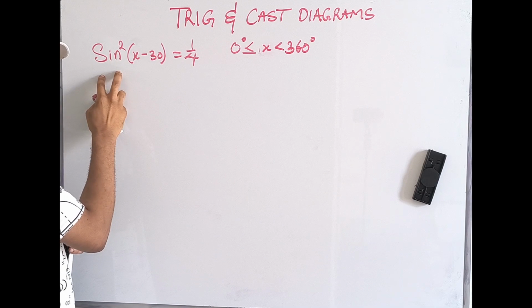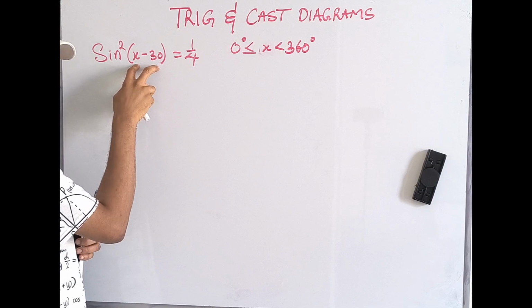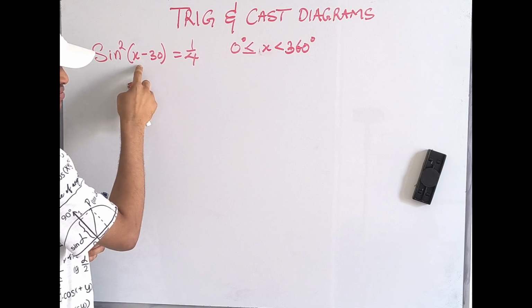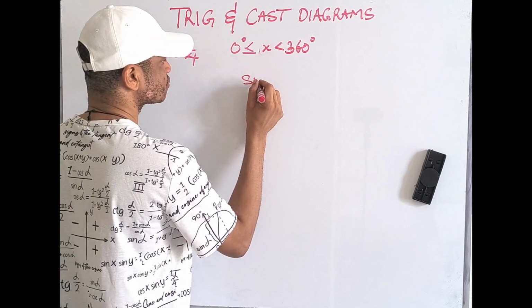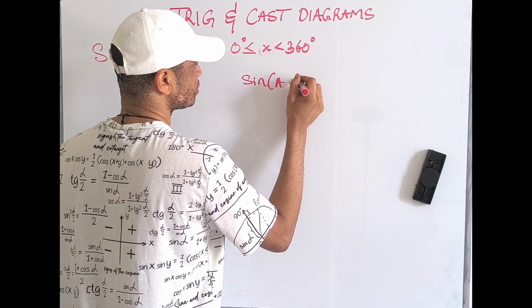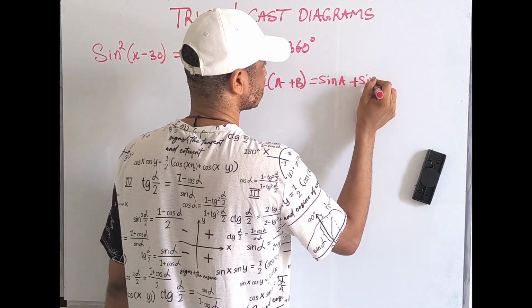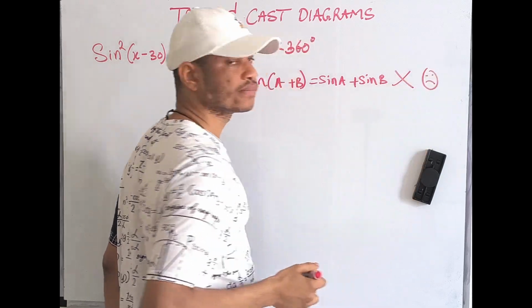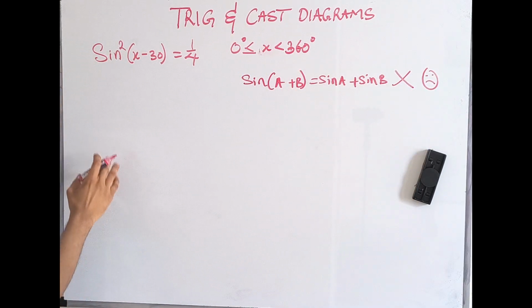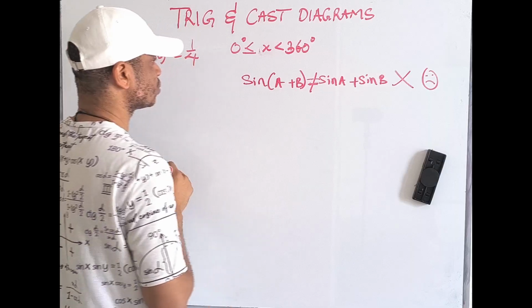You cannot expand this, okay? It's not possible for you to expand because you have to take sine of the whole thing if there is x. So we cannot say sine (a plus b) is sine a plus sine b. This is wrong, okay? All right, so now let's move on. This is not equal to that.